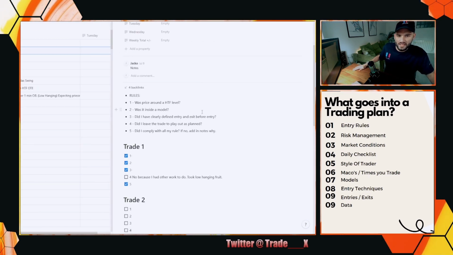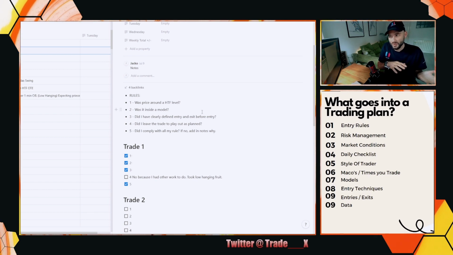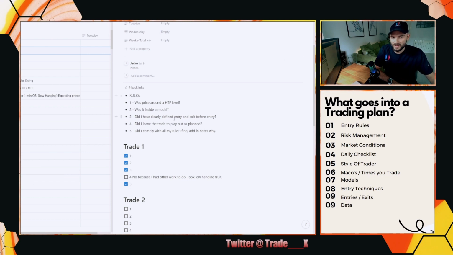Okay, so for me, these are the rules which have been adopted from my trading plan into my trade journal. So, for example, in my trading plan, one of my rules is I have to trade around a higher time frame level. So, was price around a higher time frame level when I took this trade? Was it inside of a model? And did I have a clearly defined entry and exit before my entry? And did I leave the trade to play out as planned? Did I comply with all of my rules? If no, add notes why.